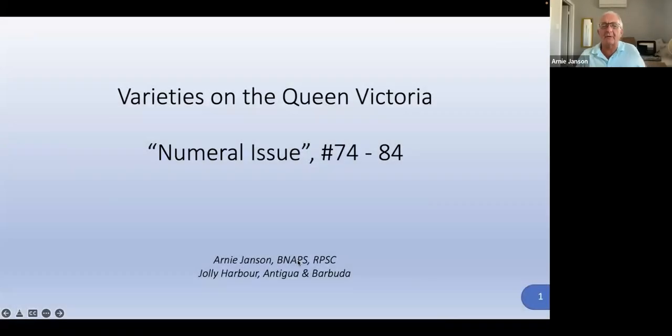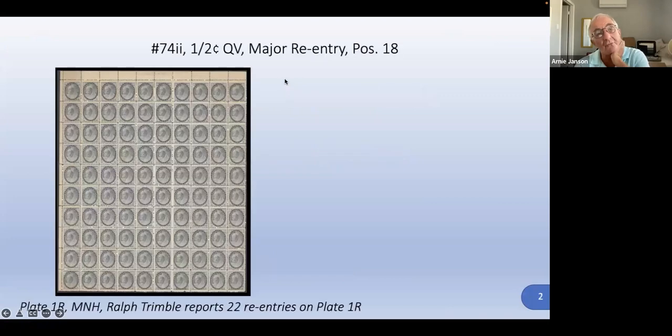This started off as a presentation on varieties of the Queen Victoria numeral issue in Canada, but it took a bit of a twist, and I think you're going to see where it goes from this. We started off with one of the famous ones in Canadian stamps, number 74ii. It's the major re-entry on position 18 of this half-cent numeral. We're going to look at it more closely.